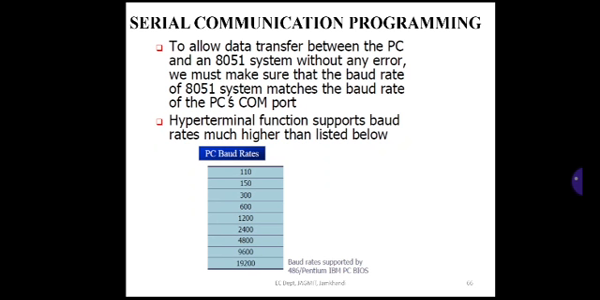Since IBM PC or similar kinds of compatible computers are widely used to communicate with 8051 based systems, we will stress serial communications of 8051 with the COM port of the personal computer. To allow data transfer between the personal computer and an 8051 system without any error, we must make sure that the baud rate of the 8051 machine matches the baud rate of the PC's COM port.